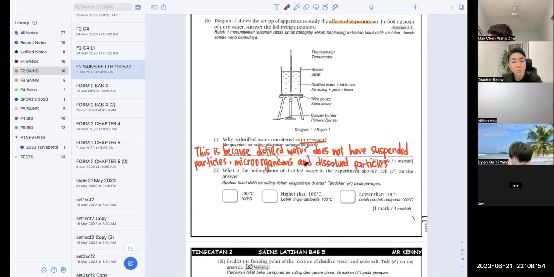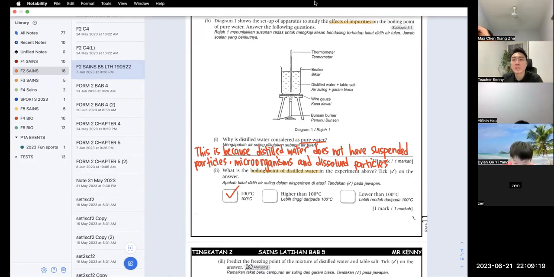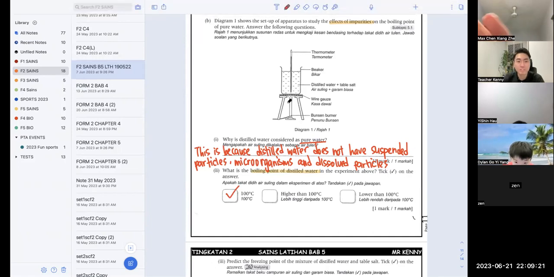What is the boiling point of distilled water? Boiling point of distilled water is always 100. Okay? Who's not done with this page, type X? Who hasn't finished copying?